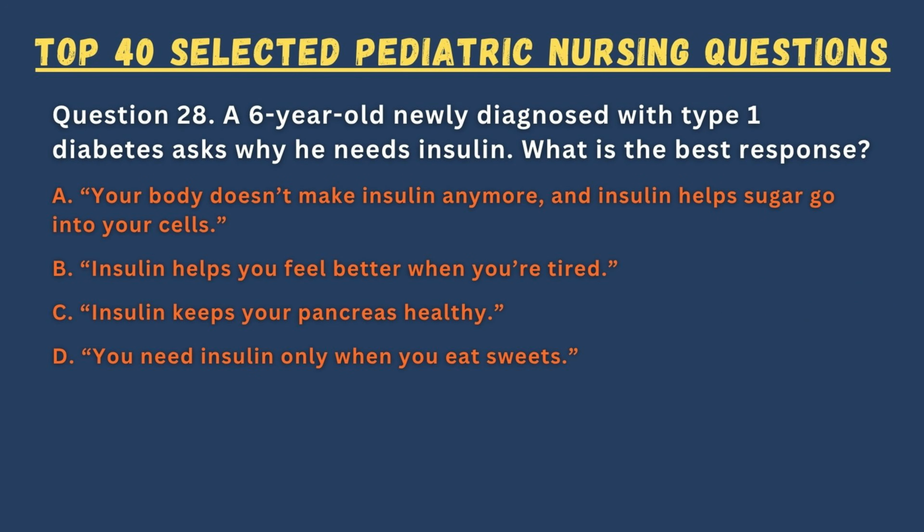Question 28. A 6-year-old newly diagnosed with type 1 diabetes asks why he needs insulin. What is the best response? A. Your body doesn't make insulin anymore, and insulin helps sugar go into your cells. B. Insulin helps you feel better when you're tired. C. Insulin keeps your pancreas healthy. D. You need insulin only when you eat sweets.